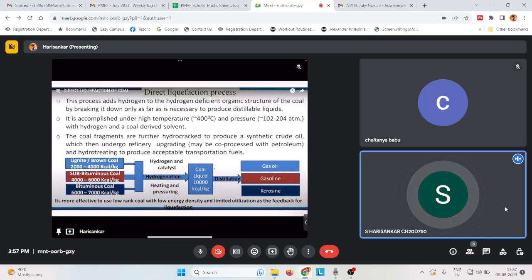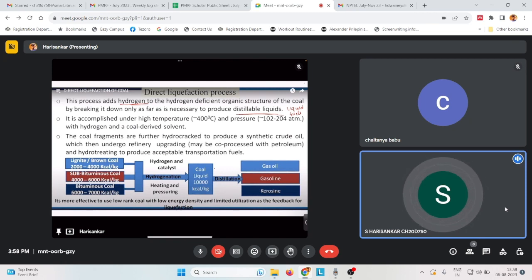And then we are moving into the next process, which is the direct liquefaction of coal. Basically, this process adds hydrogen to the hydrogen-deficient organic structure of coal by breaking it down only as far as necessary to produce distillable fuels. In combustion and gasification, our main product was gases. Here, we pass hydrogen and essentially just heat our coal to produce distillable liquids, or liquid fuels. So liquid fuels are the major products from the liquefaction process.